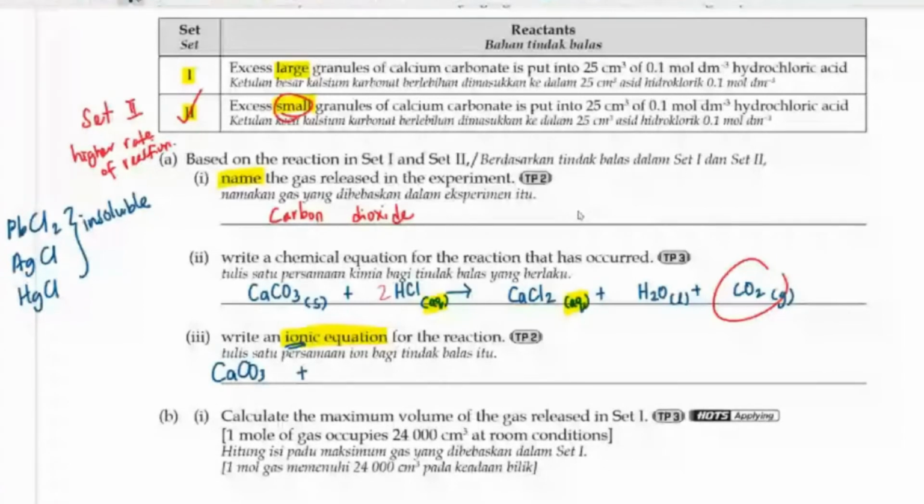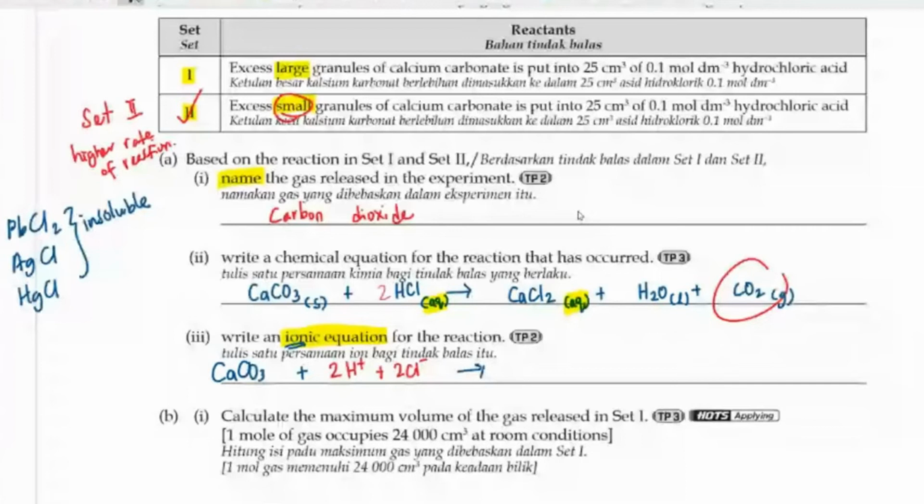Aqueous solution, soluble, so separate it into ions. So we have 2 hydrogen ions, 2 chloride ions. Next, calcium chloride, aqueous solution, so separate it into ions: calcium ions and chloride ions. Then liquid and gas remain, don't disturb them: water and carbon dioxide. Solid, liquid, gas, you just copy down.